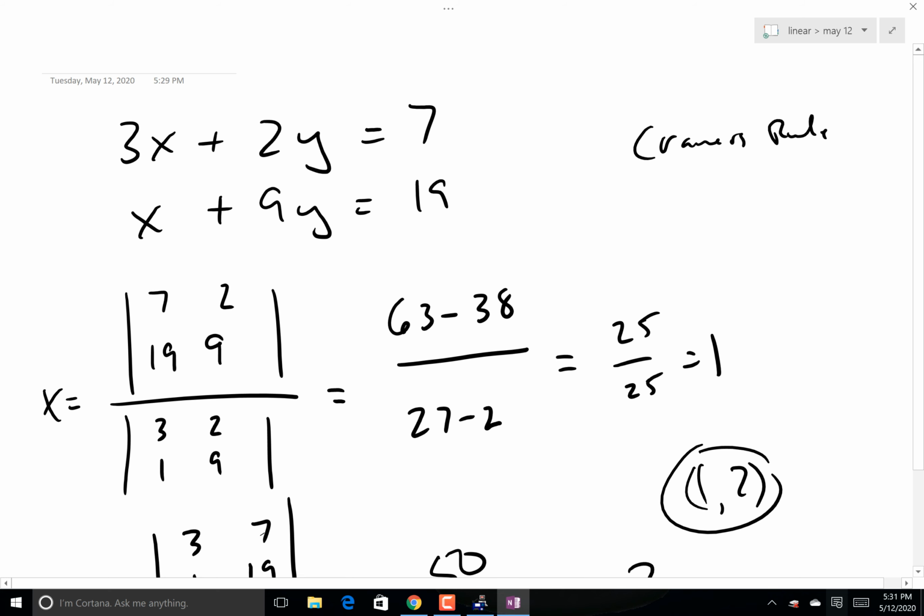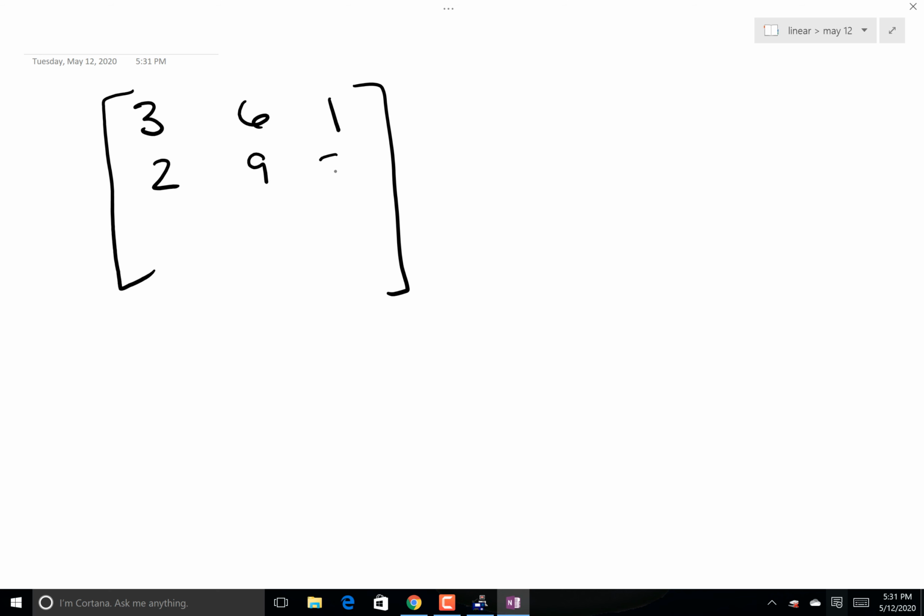There is one more thing I want to show you, and that is that you can expand by any column, or by any row. It makes no difference. I want to show you that you can expand by minors differently if you wish. 3, 6, 1, 2, 9, 8, 0, 1, 1, whatever. So if I do it the conventional way, I'll get this.